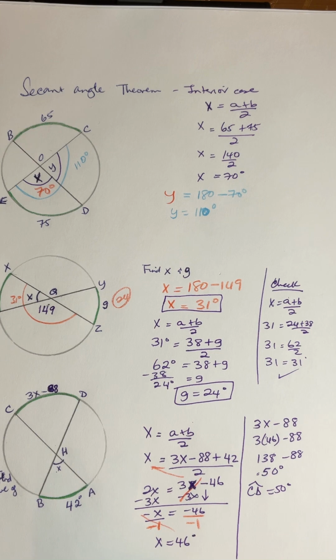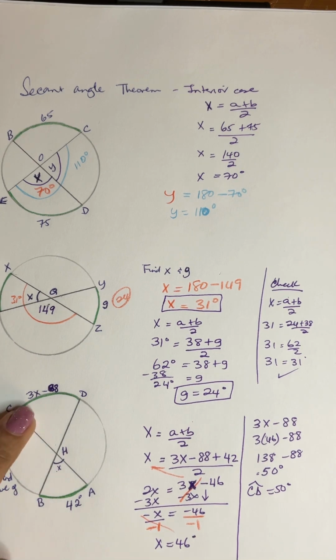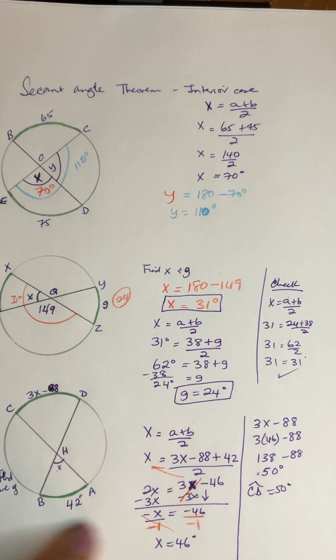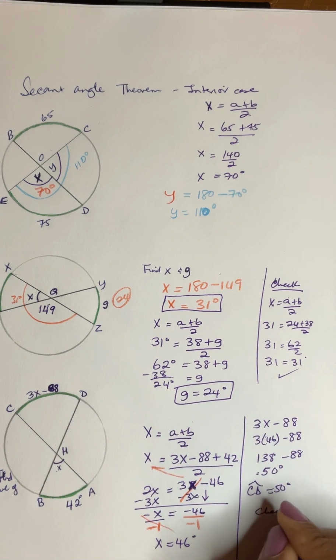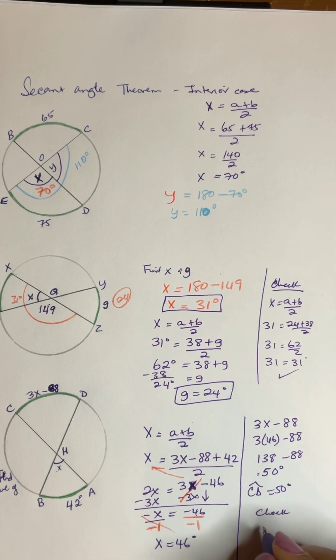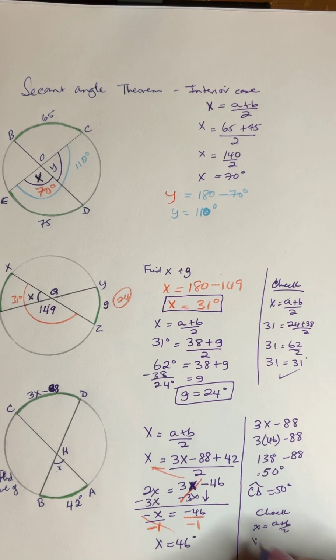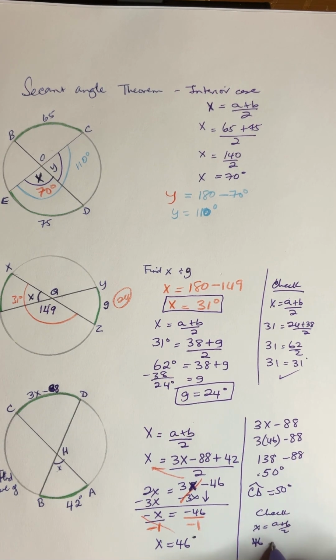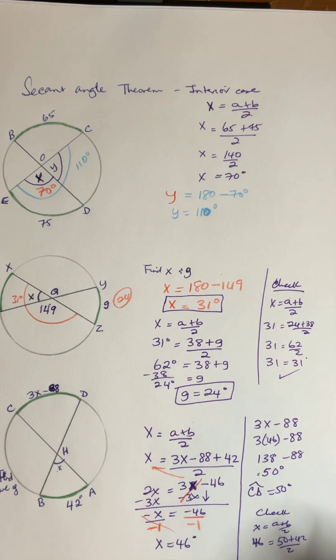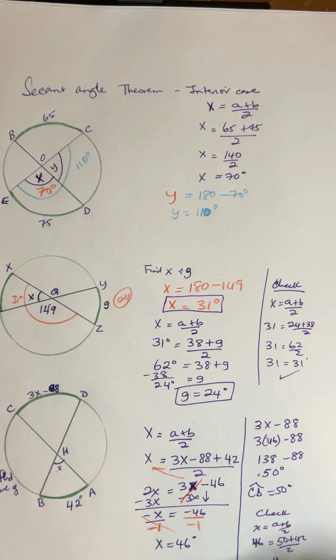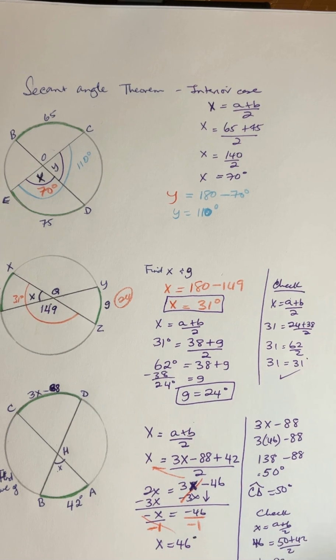And if you want to double check on that one, to check your work, arc CD is 50 degrees. X equals a plus b divided by 2. X, which we know is 46 here, equals 50 plus 42 divided by 2. That is 92 divided by 2 equals 46. 46 equals 46, and yes, your answer is correct.